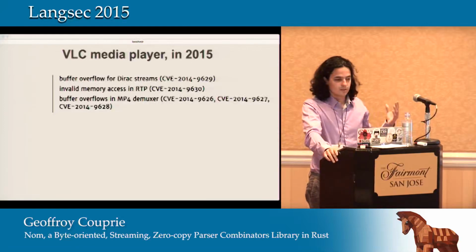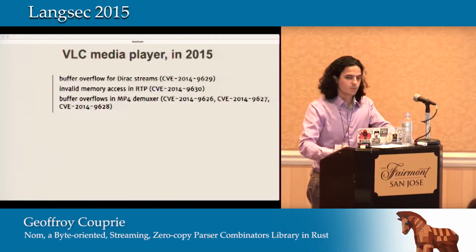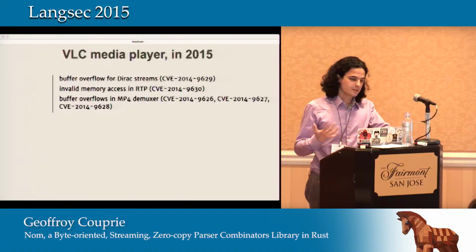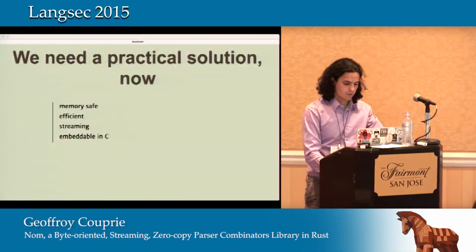Some of these vulnerabilities can be found by simple fuzzing, so you always find a crash somewhere. The problem is we have to write C parsers by hand, and that's not something we like. So we need some kind of more practical solution.